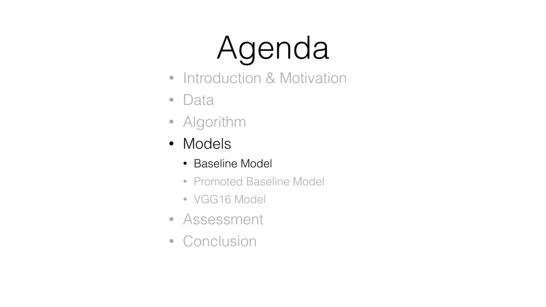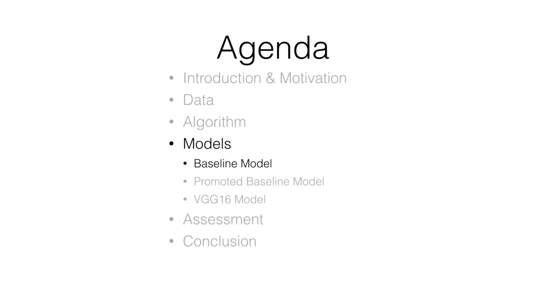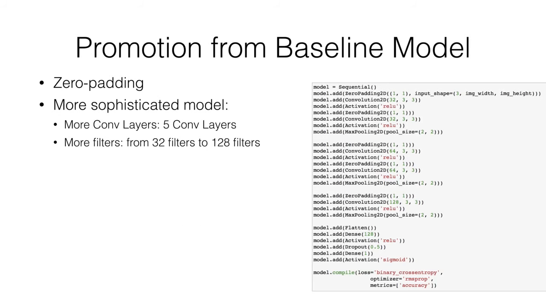Here we begin the models section. We first introduce our baseline model. The baseline model has 3 convolutional layers. The loss function we use is binary cross entropy. The accuracy we achieved is 79%. Following the baseline model is a promoted baseline model. The differences between these two models are, first, we add a 0 padding layer. Next, conv layers increase from 3 layers to 5 layers. Finally, there are more filters, 128 filters in total.